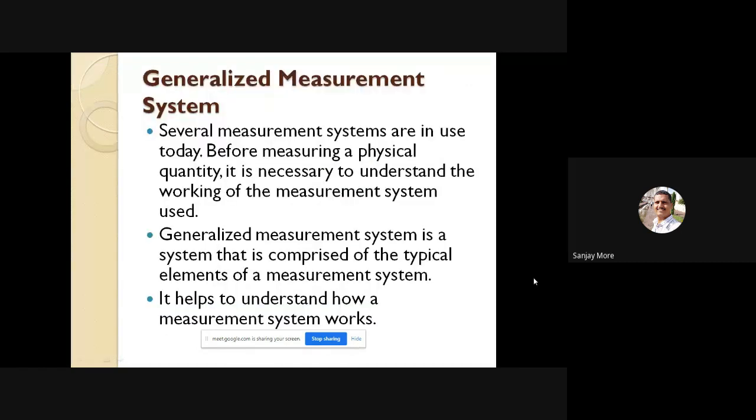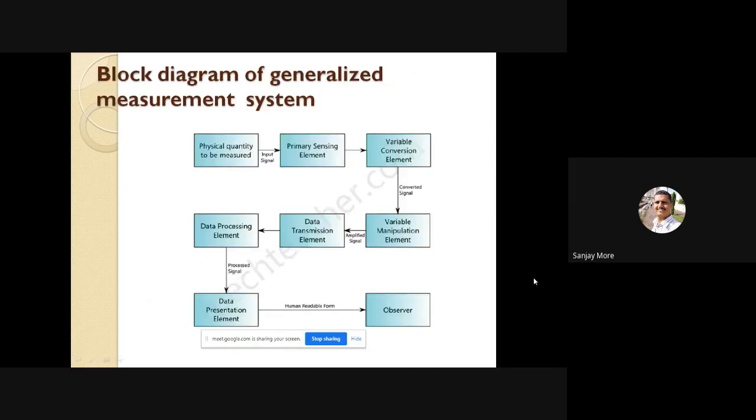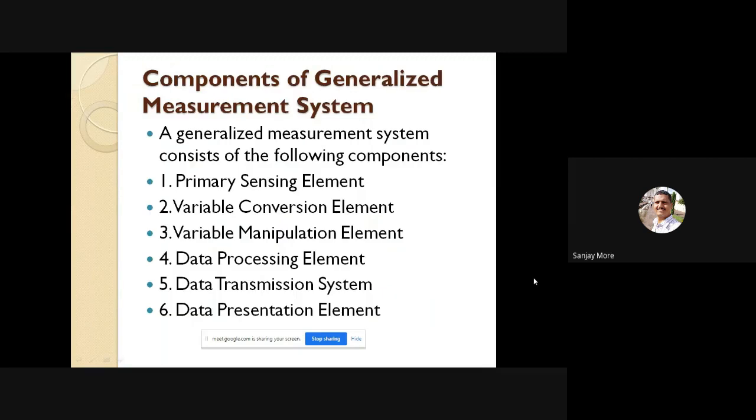Then our syllabus's first point is the generalized measurement system. Let's see the block diagram of the generalized measurement system: physical quantity to be measured, primary sensing element, variable conversion element, variable manipulation element, data transmission element, data processing element, data presenting element, and observer. This is the block diagram of the generalized measurement system.